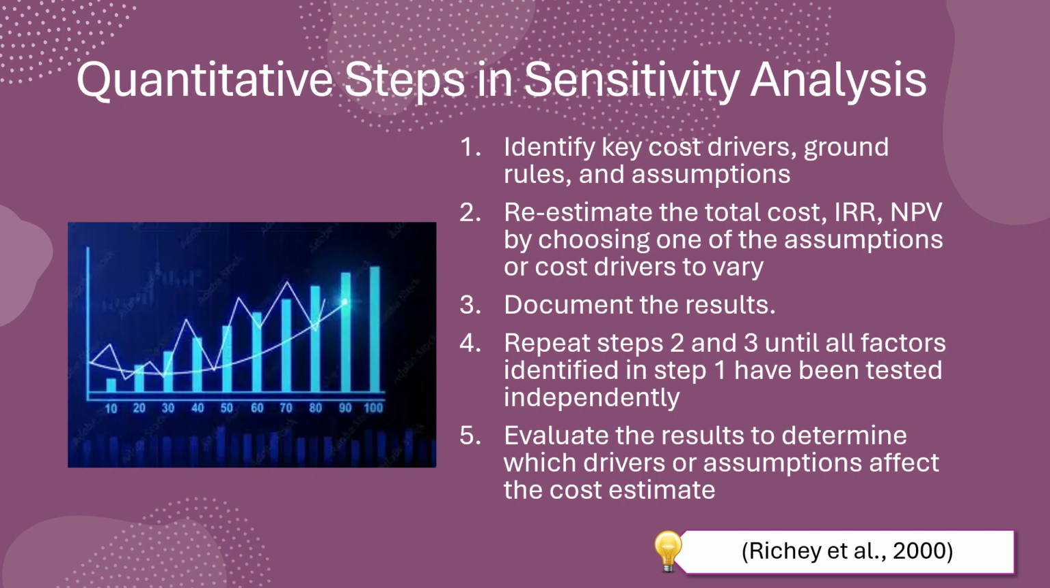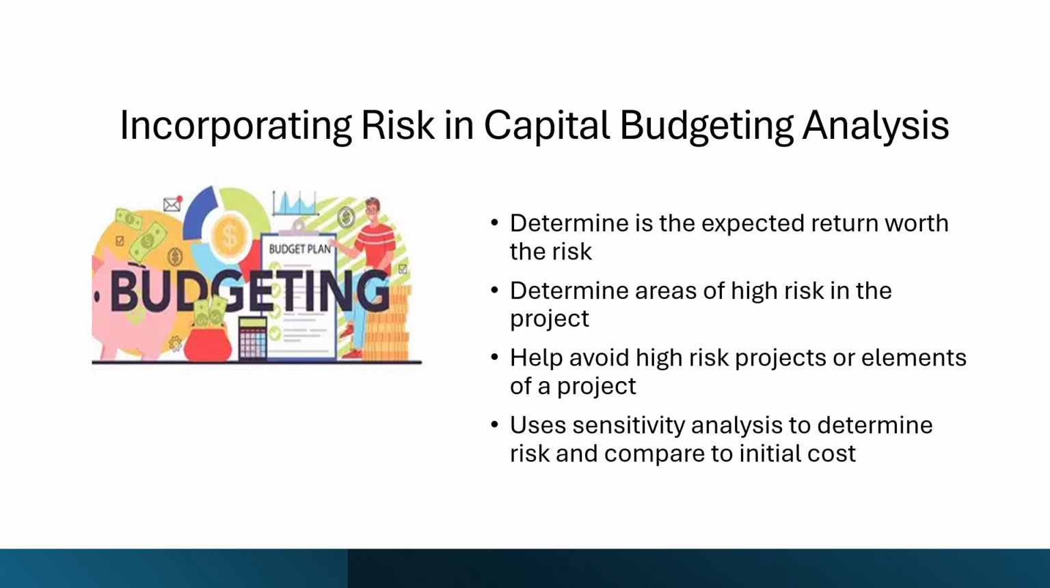Now that we know the steps involved in the sensitivity analysis, let's look at incorporating risk into capital budgeting analysis. Capital budgeting analysis estimates the future cash flows of a project and compares them to the initial investment cost to determine if the project will generate an acceptable return. Evaluating risk in capital budgeting is important because it evaluates the potential risk on the financial outcomes of a project. Businesses need to know the risk involved in their decision making so the company can meet its financial goals. Businesses use sensitivity analysis to help determine the risk of a project.